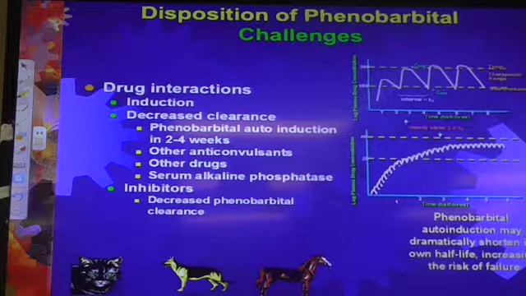If you use them in a patient that's on phenobarbital, what's going to happen to phenobarbital clearance? Is it going to go up or down? Down. And what's going to happen to phenobarbital concentrations? It's going to go up. And what's going to potentially happen in the liver? Potentially increased risk of toxicity. So you have to pay attention to other drugs that you're using in a patient on phenobarbital.